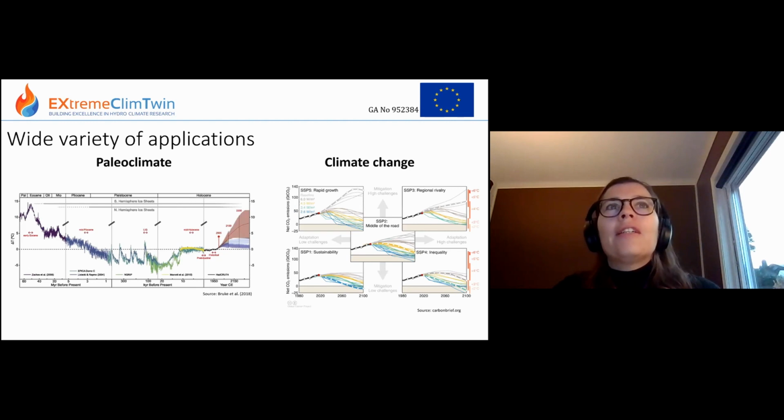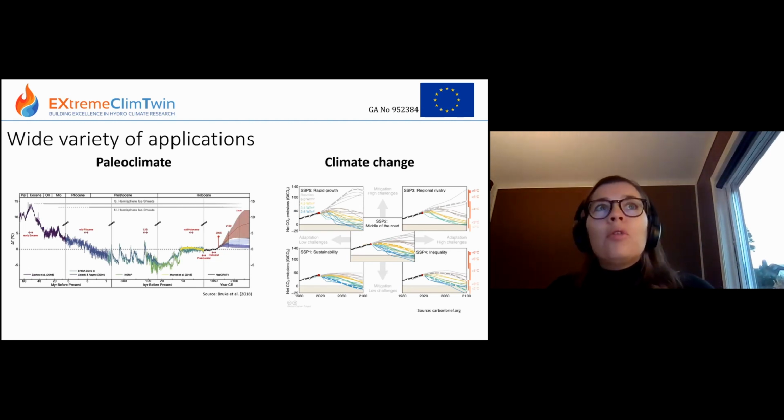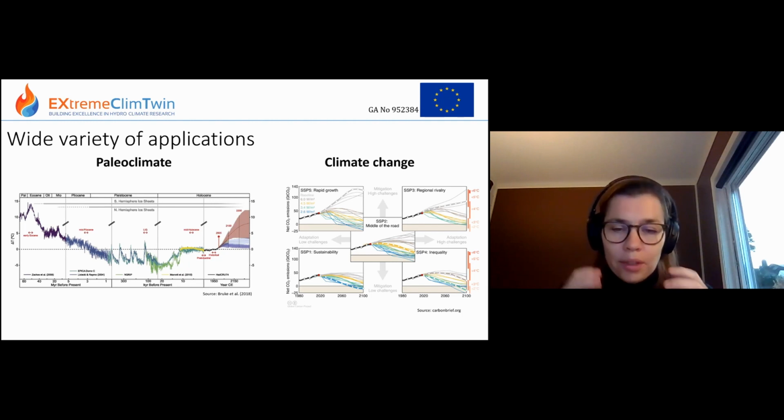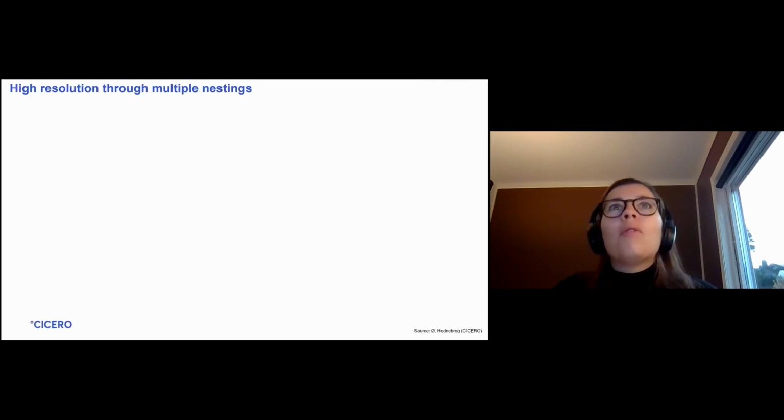That's one of the major advantages of this technique. What is also good is that it's quite flexible, so you can look at a variety of applications. Depending on the initial and lateral boundary conditions, you can look at the paleoclimate, you can look at climate change. You really have a lot of applications. You can also look at the historical climate and look at processes. You can really do a lot of things with that kind of tool.